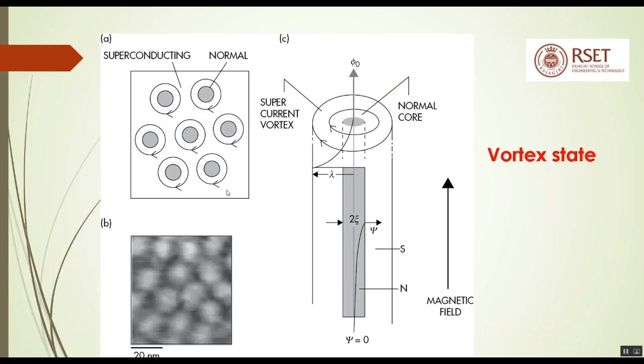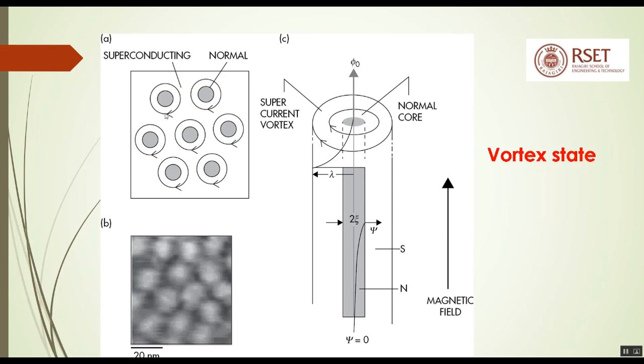This figure represents the mixed state. This square actually represents our superconducting specimen. These colored circles represent the normal region within the superconductor. In this region, partial penetration of magnetic field lines occurs. That means this region behaves as a normal conductor. All these colored regions usually act as normal conductors.